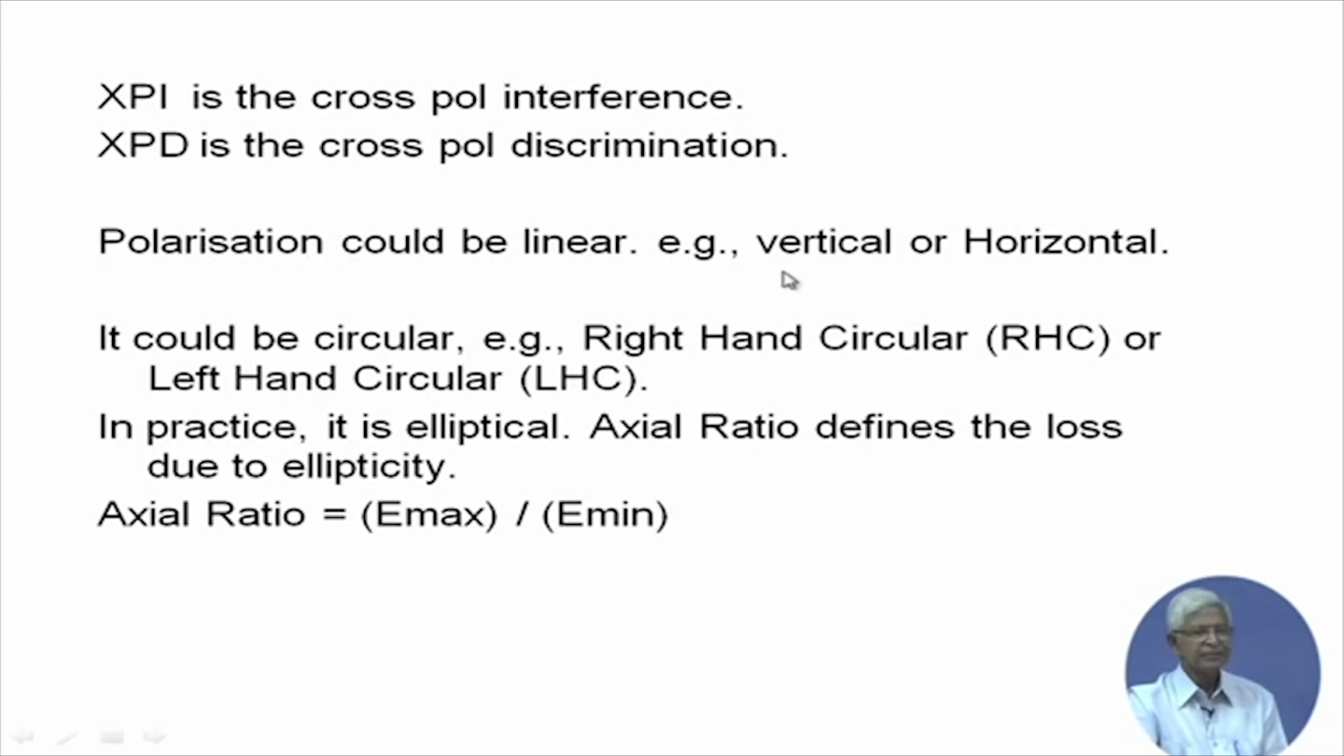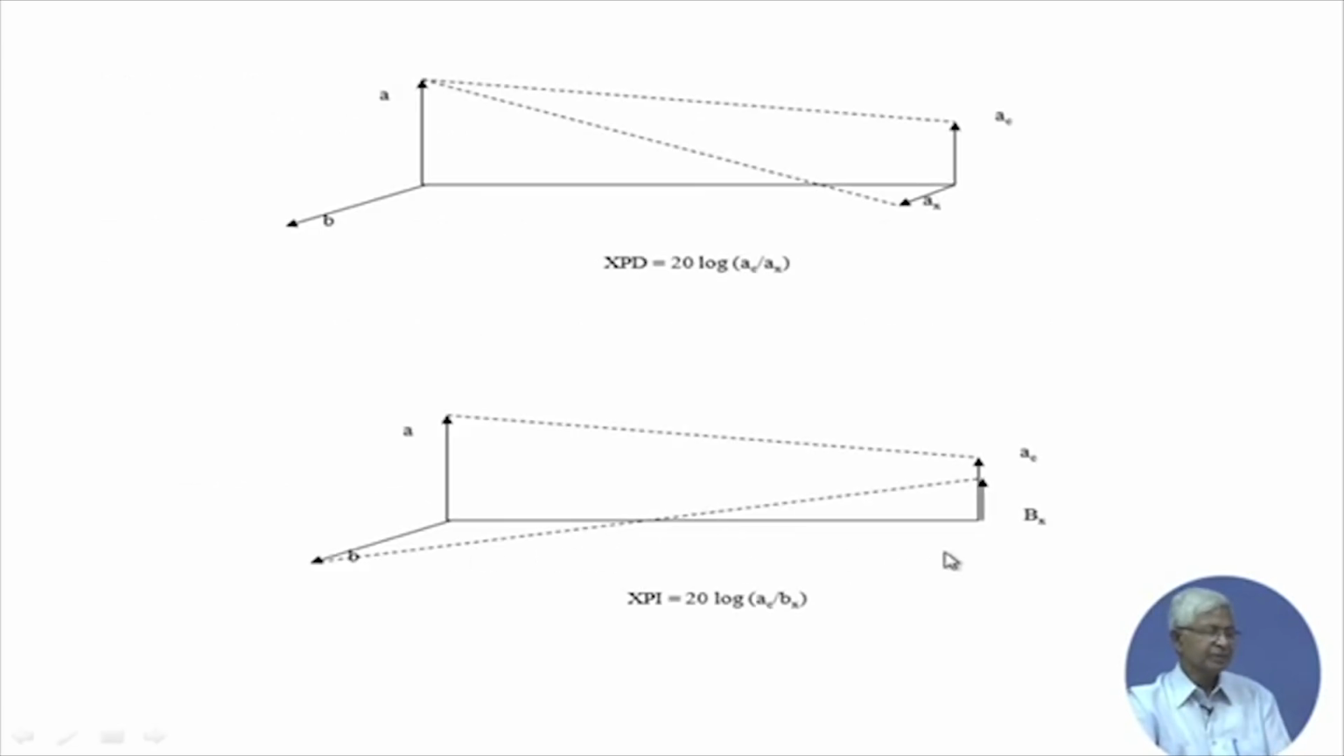Polarization could be linear if the electric field is linear, it's vertical or horizontal with respect to the antenna from where it is being transmitted, and it could be circular also, in the right hand circular side or left hand circular side, RHC or LHC. And this axial ratio is the ratio of electric vector maximum to the electric vector minimum, and for circle it is same, for ellipse it may be different. So, it can be 3 dB.